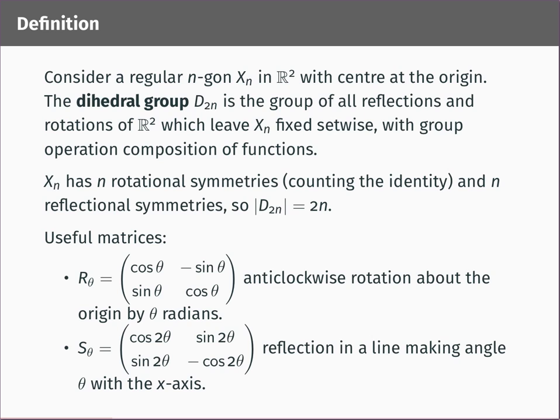So a regular n-gon has n rotational symmetries, counting the identity as one of these rotational symmetries, and n reflectional symmetries. So its size overall is 2n.